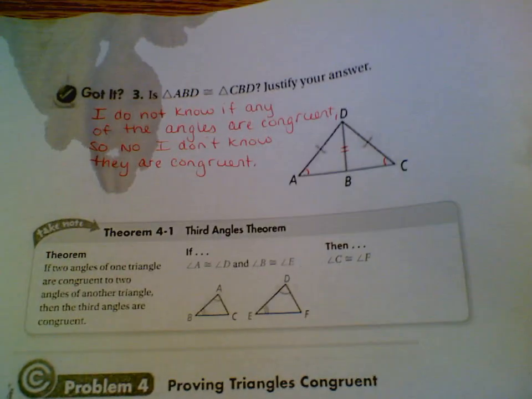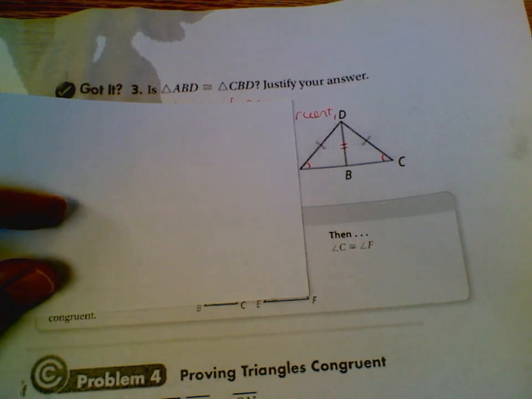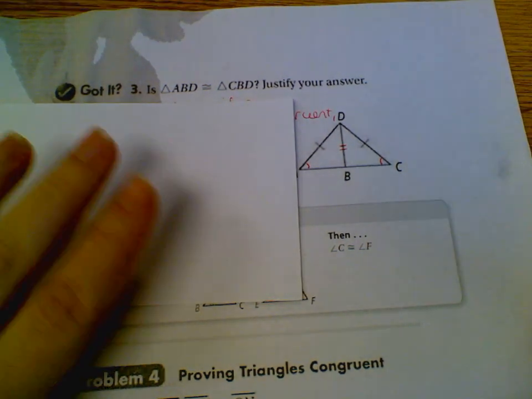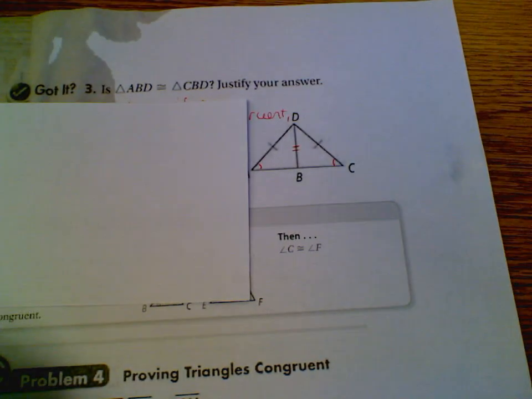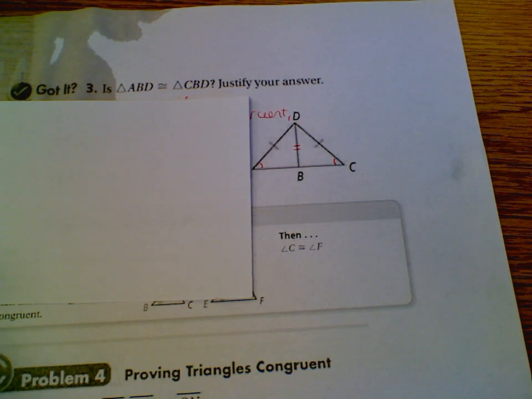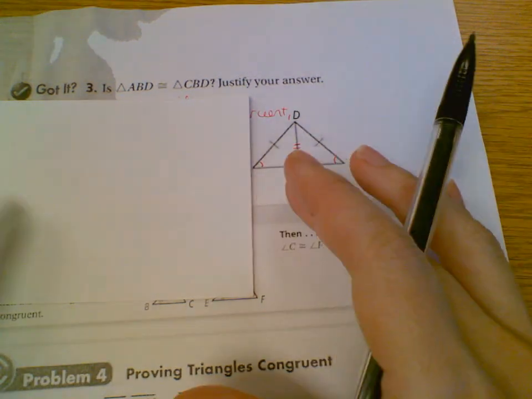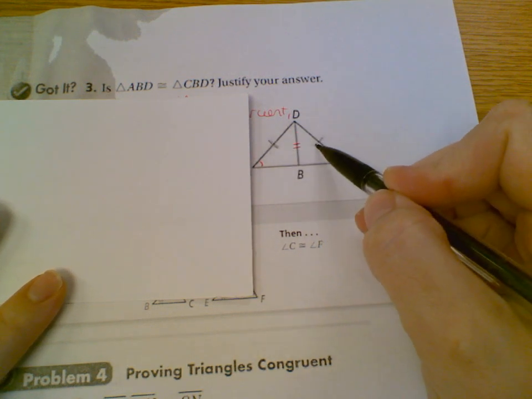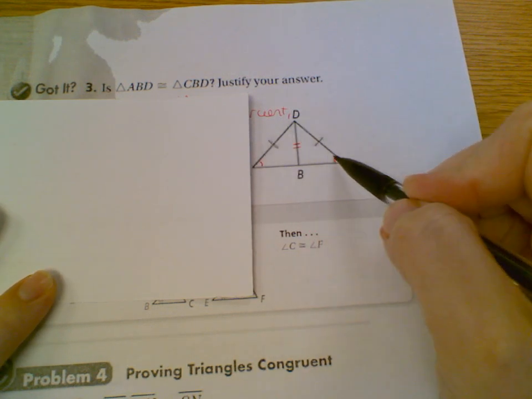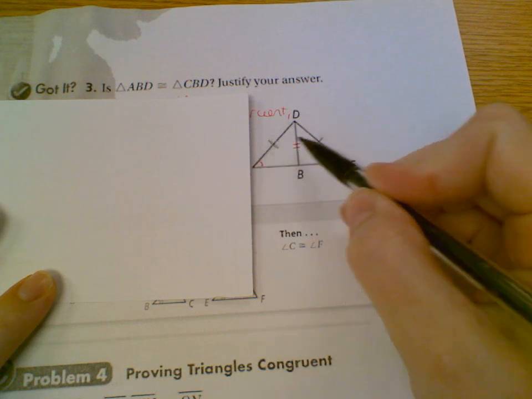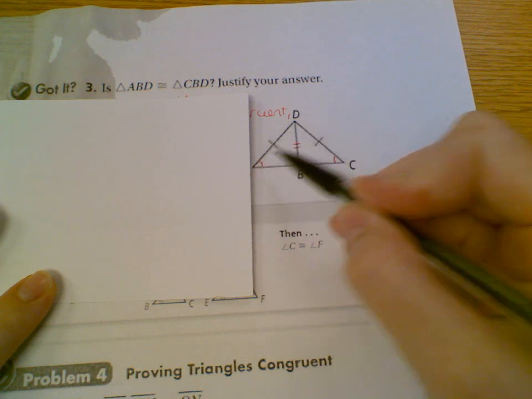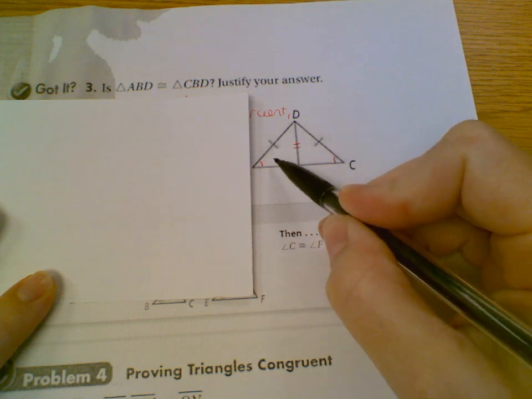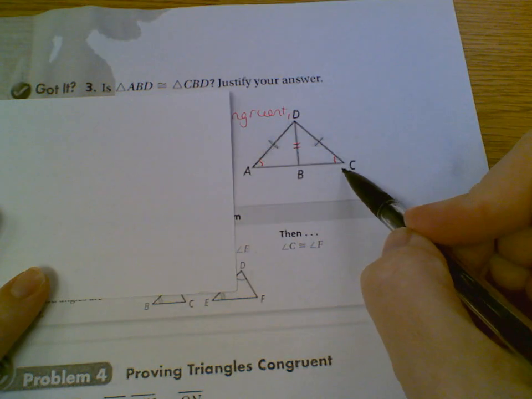Okay. On the last page here, you have a got it question at the top. See if you can decide if those are congruent or not. So one thing to note is I have an isosceles triangle, which means that in this big triangle I have two sides that are congruent. That means that my base angles would also be congruent. So that's why I marked A congruent to C.